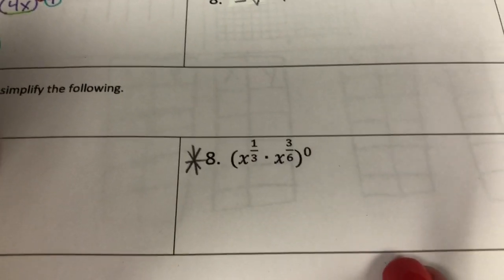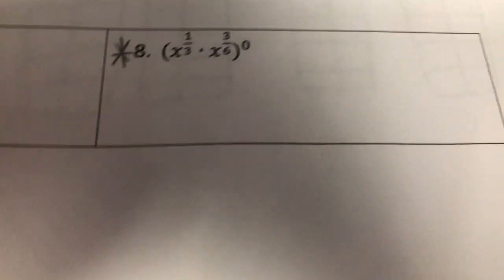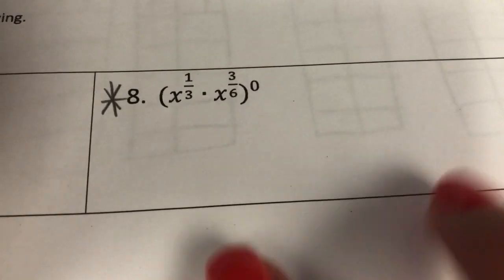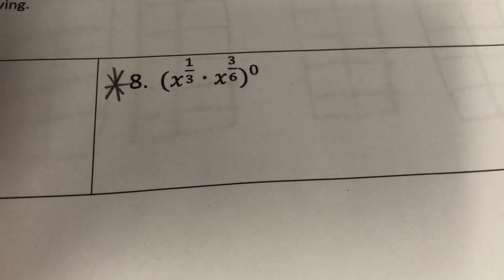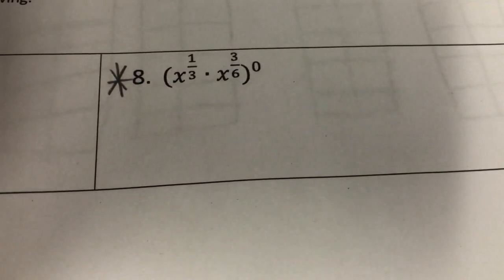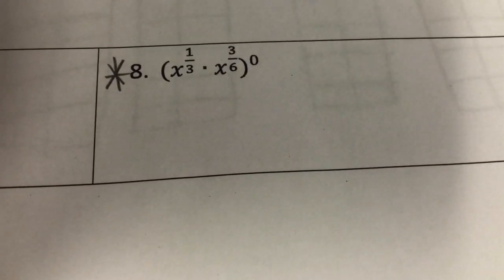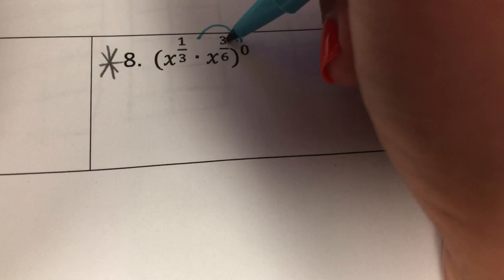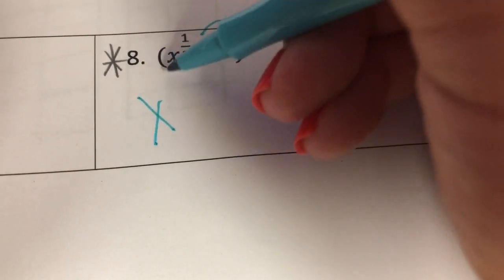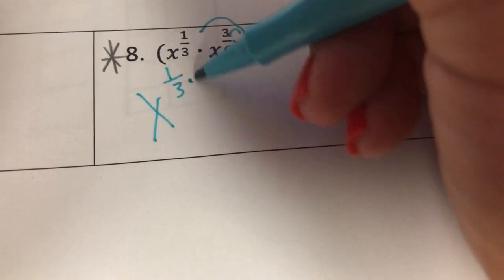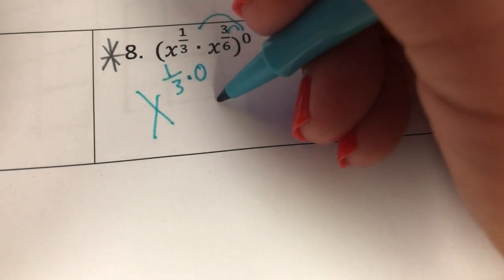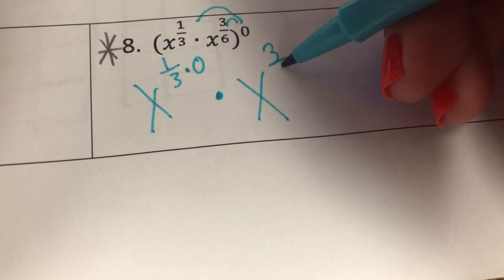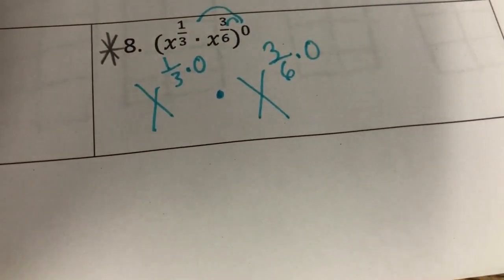All right. Going on to exponent properties. If we were given this, we have a power to a power. So what I like to do is think of it like distributing that power on the outside. So we would distribute. So we would have x to the 1/3 times 0, still that multiplication in between for now, 3 over 6 times 0.